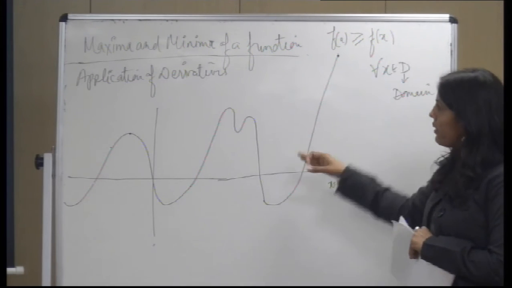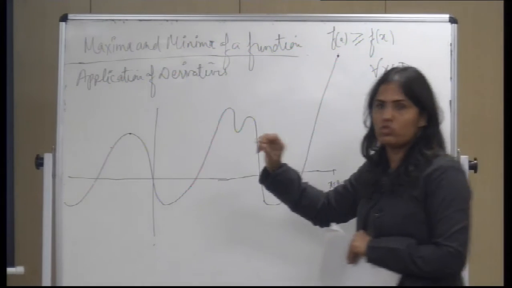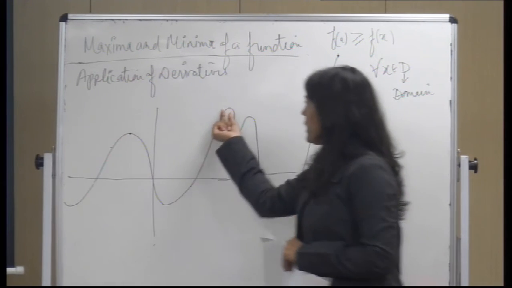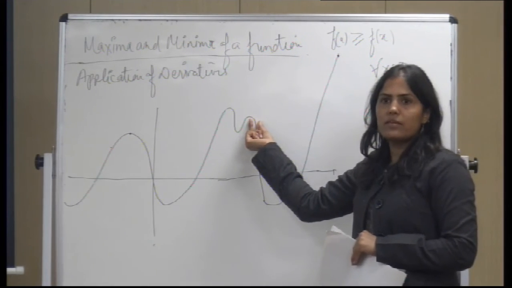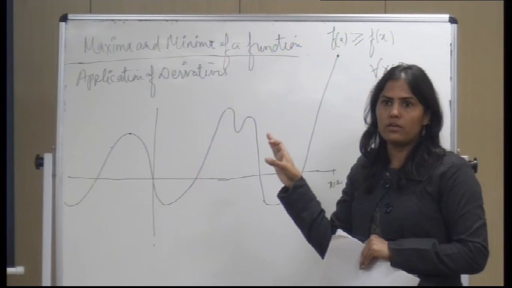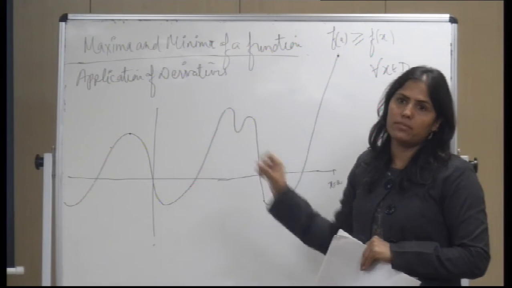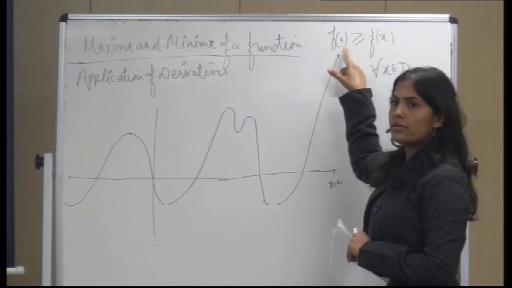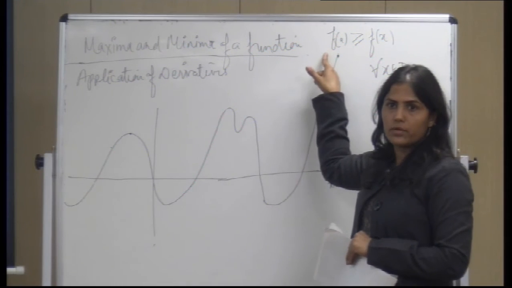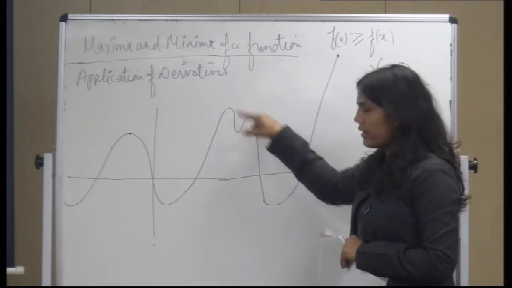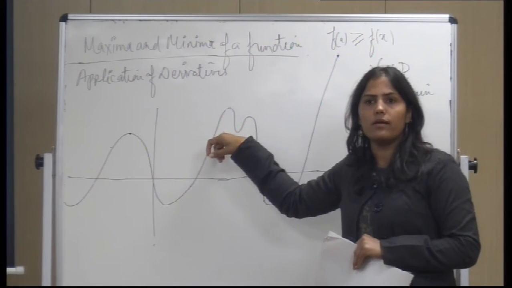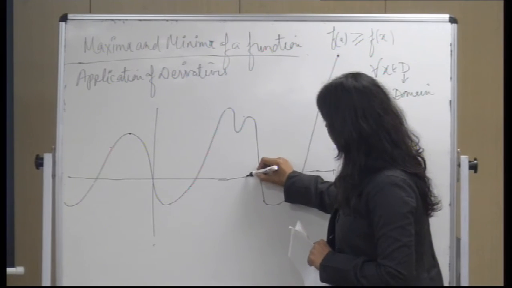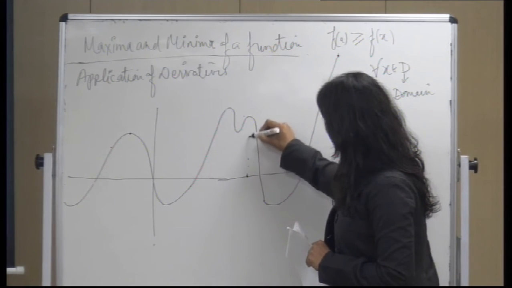Now there are other maximum points also in the graph. This is also maximum, this is also maximum, in some particular intervals. So these are local maxima. So this point is the global maxima, but there are other points also. Those points are local maxima. At this point the value is this.